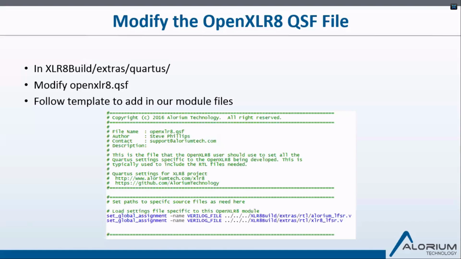Mostly what that consists of, as shown here, is a couple of statements that just tell Quartus where to find our custom logic source files. The Alorium LFSR.v and XLR8 LFSR.v. Those are the new ones that we created. The OpenXLR8.v, for instance, the other scripts already know all about that, so you don't have to specify that. You just have to specify the ones that are newly created for this particular OpenXLR8 implementation.